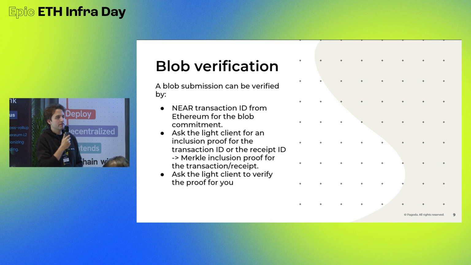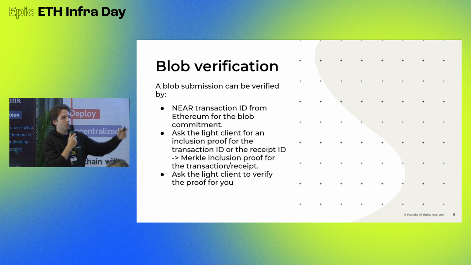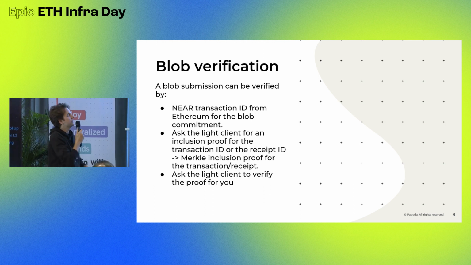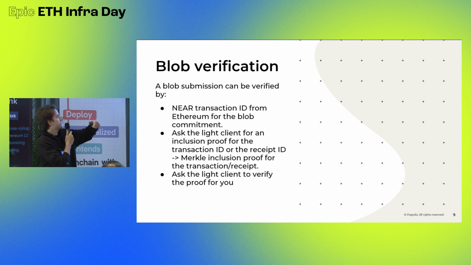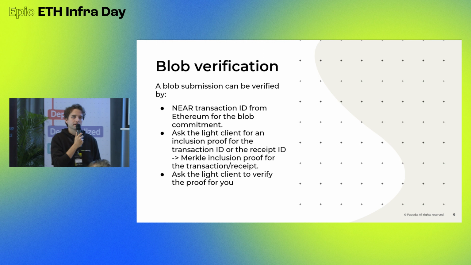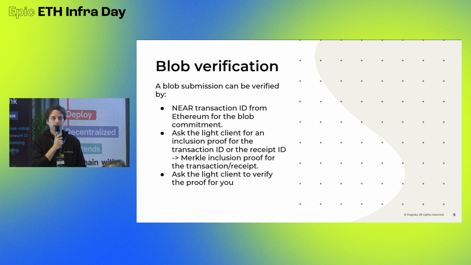How do you verify your blob? You go grab the NEAR transaction ID from Ethereum for the block commitment that you want. You go back to the light client and ask for an inclusion proof for the transaction ID. You get the Merkle inclusion proof and ask the light client to verify that inclusion proof for you.